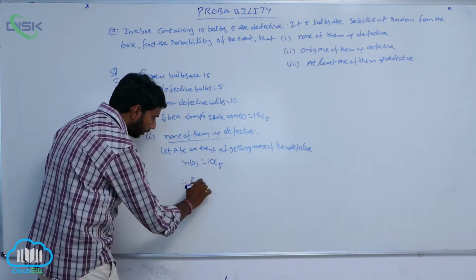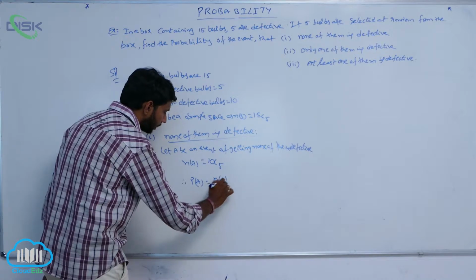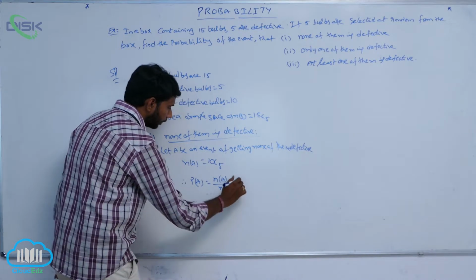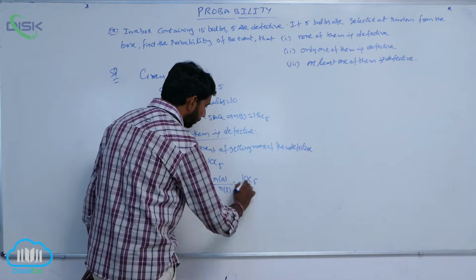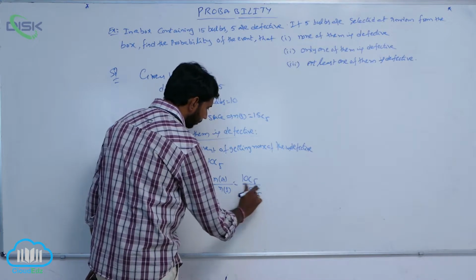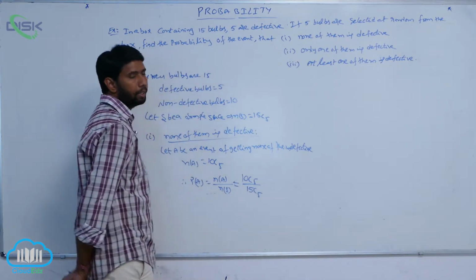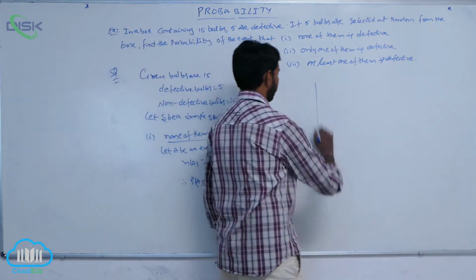Therefore, P of A is equal to N of A by N of S, is equal to 10C5 by 15C5. And go to the next second bit.